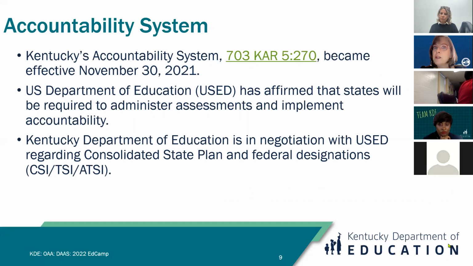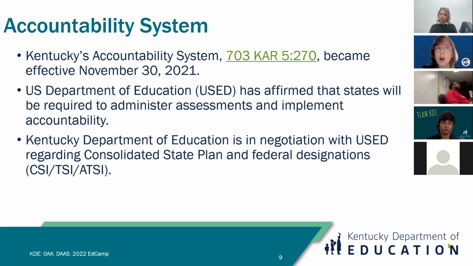So we're working through the little details of the accountability system, how we're going to calculate things, how the indicators will work, and all the little specifics of it, along with how we're going to identify schools for CSI, TSI, and ATSI. So anytime those decisions are changed, we have to go through that approval process again with U.S. Department of Ed, and that's where they are.